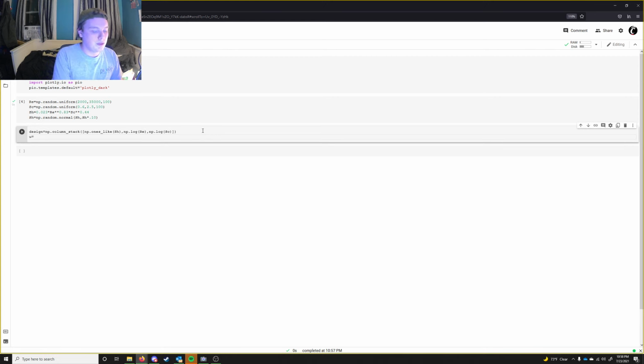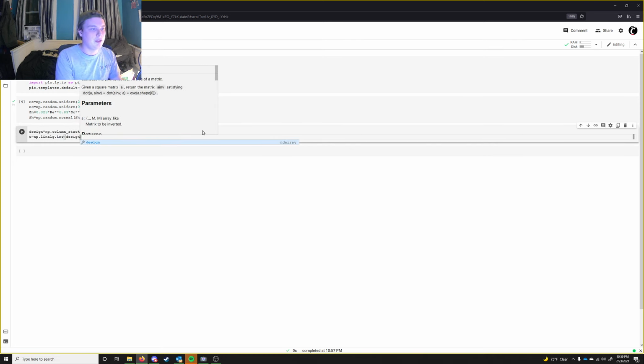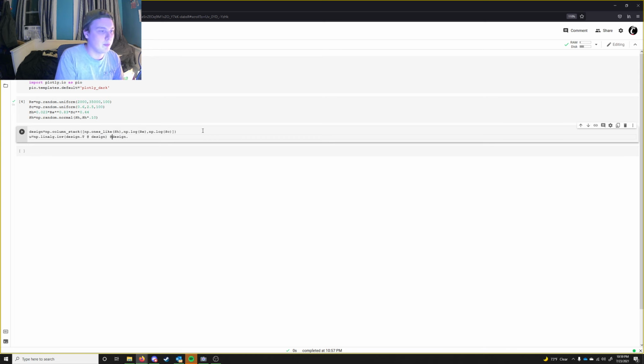So to do that, we're going to have to make our inverse. So np, we're going to do the linear algebra like we did before, and do the inverse of the transposed design matrix multiplied by the regular design matrix. Then we're going to have to go outside the inversion and multiply this by the transposed design matrix, using the @ symbol for matrix multiplication. I delete the T, and the design matrix.